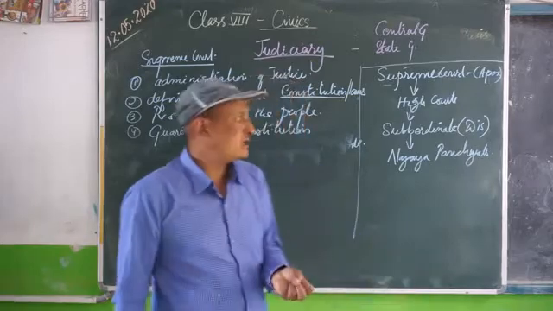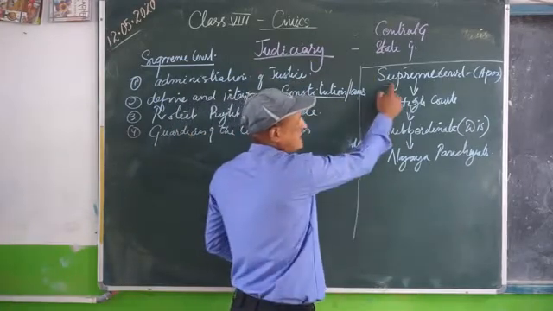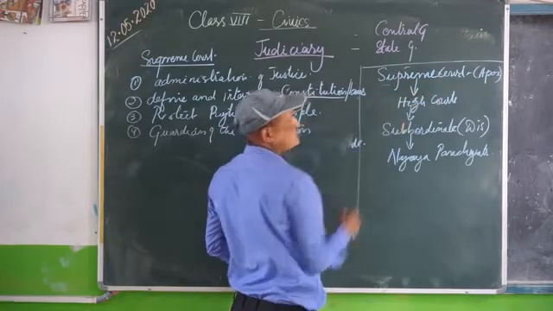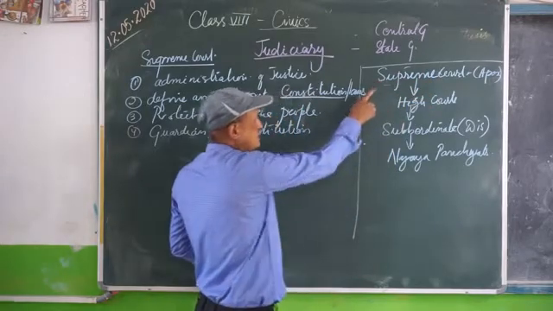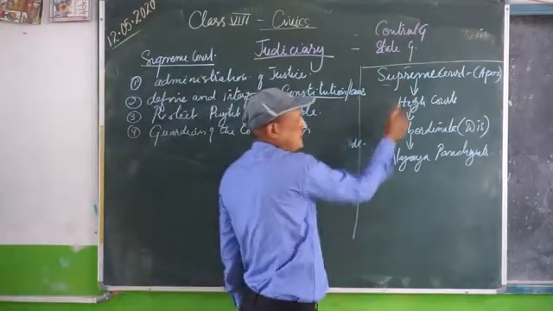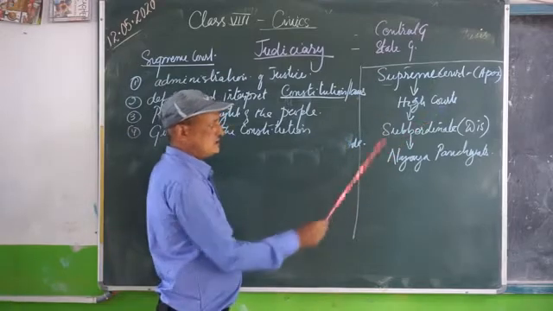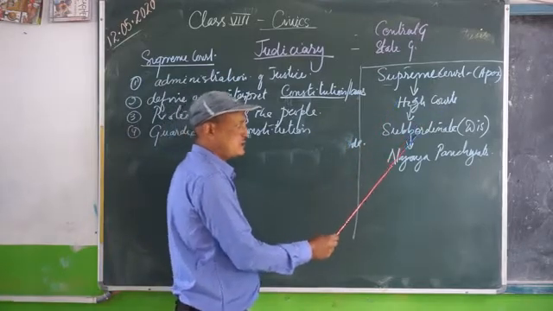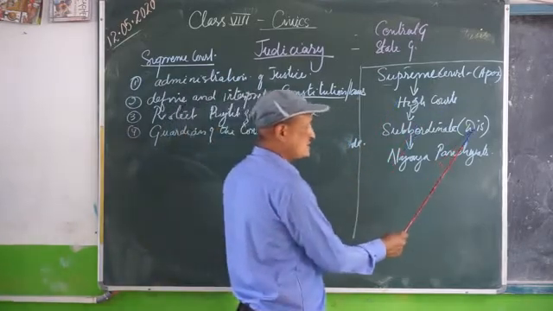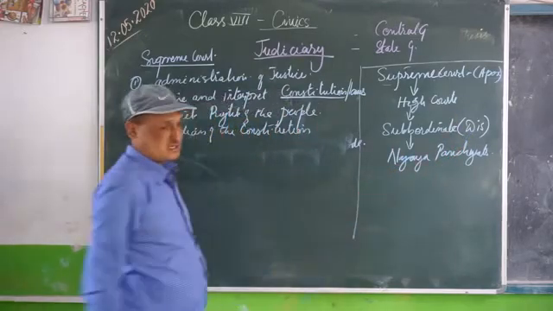The three organs of the government are the executive, the legislature, and the judiciary. So the judiciary in India has the following format here. At the apex, or the highest level, we have the Supreme Court, which is situated in Delhi. Under the Supreme Court, we have the high courts in the states. Then within the states, we have subordinate courts and the district courts. And at the village level, we have the Nyaya Panchayats.